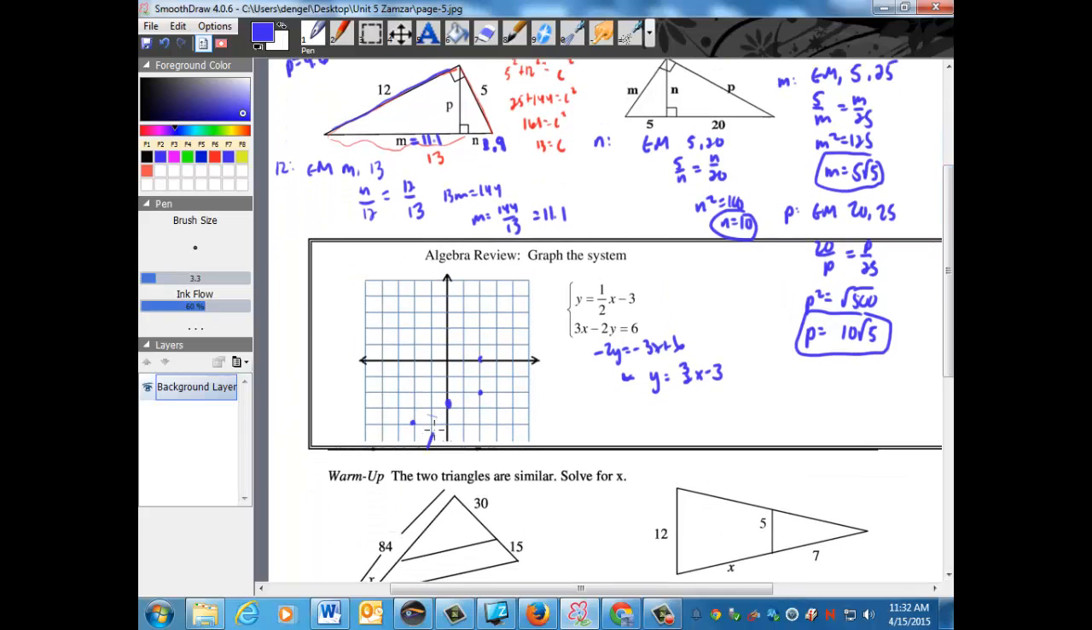And so here are the two lines graphed, and there's our point of intersection, 0, negative 3.